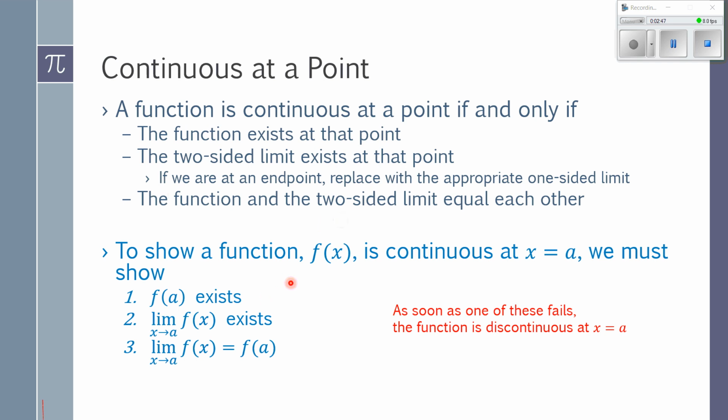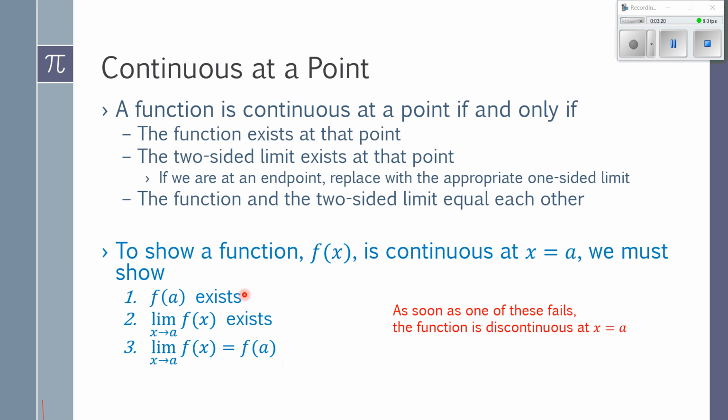In more symbolic fashion, if I want to show that some function f of x is continuous at a specific x value of a, we have to show f of a exists. In other words, just plug a into the function and make sure we get a real value. Find the two-sided limit of that function and show that that's a real value, and then show that the two-sided limit and the function at a have the same value. If any one of these fail, we can stop and say the function is discontinuous at that value.